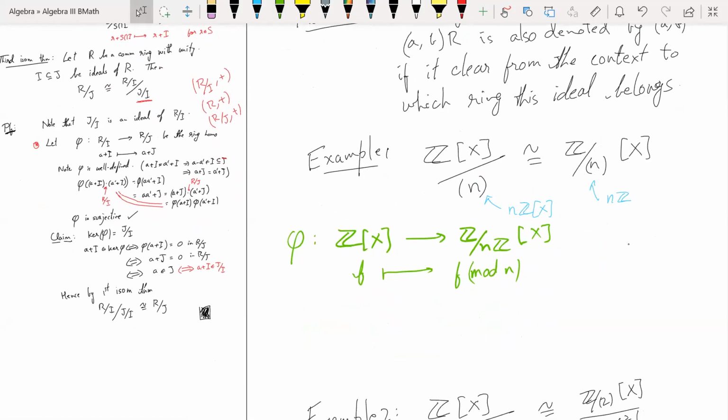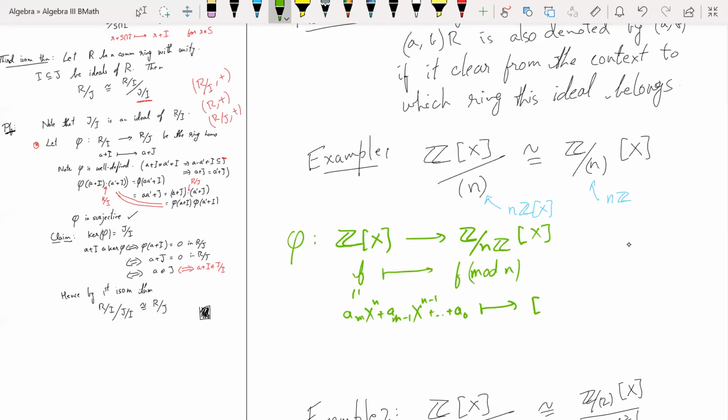To show that these two rings are isomorphic, we'll use the first isomorphism theorem. We define a ring homomorphism from Z[x] to (Z mod n)[x], where f goes to f mod n. So say f is the polynomial e_n x^n plus e_{n-1} x^{n-1} and so on down to a_0. Then it goes to, so maybe I'll put m because n is taken there.